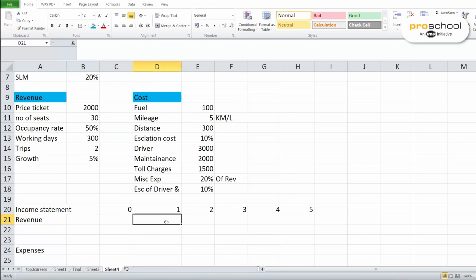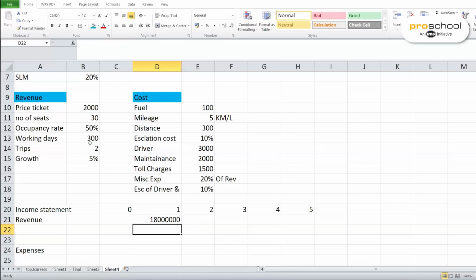Now comes the main part. Now we will not type anything. We will do the cell referencing, so that whenever I want to change any of my assumptions, my model figures automatically change. So how will I calculate my revenue? My revenue will be the price of my ticket, multiplied by the number of seats, multiplied by the occupancy rate, multiplied by the number of days, and then multiplied by the number of trips in a day.